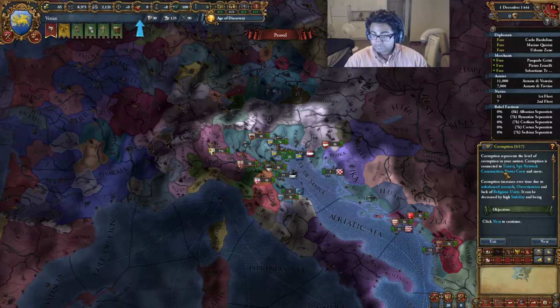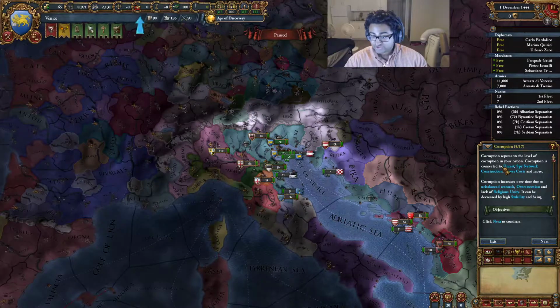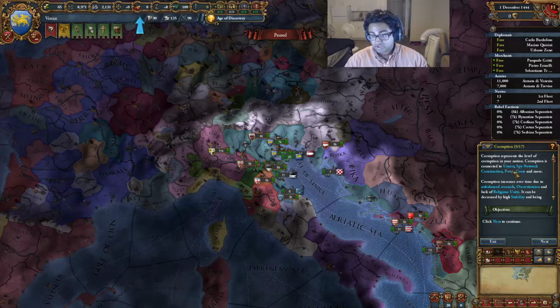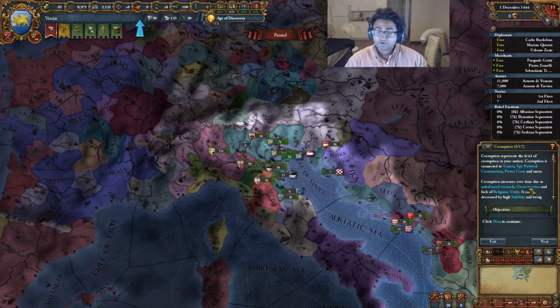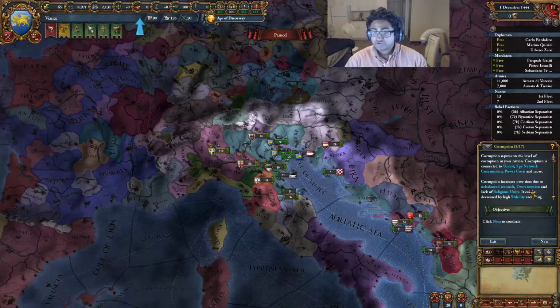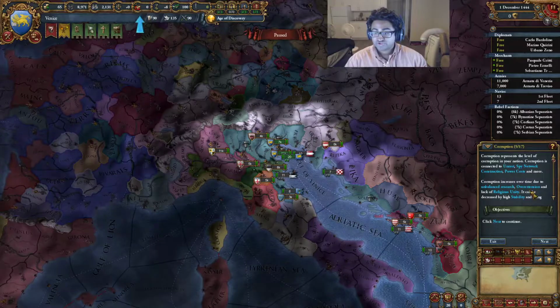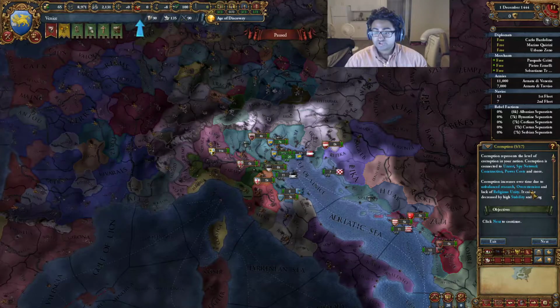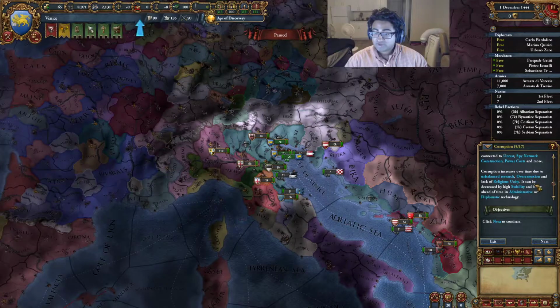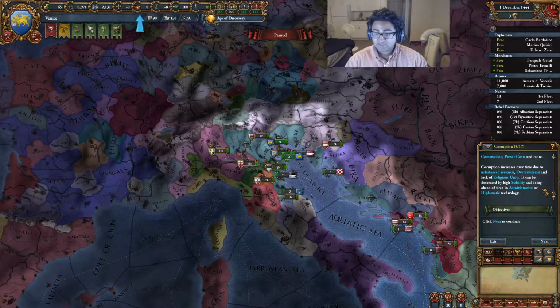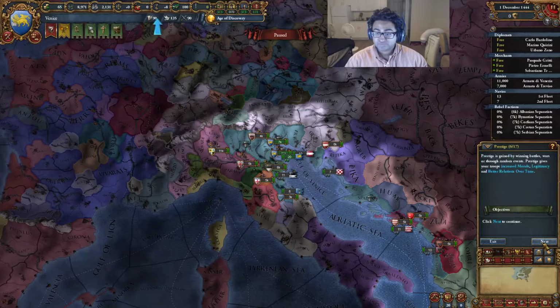Corruption represents the level of corruption in your nation. Corruption is connected to unrest, spy network construction, power costs, and more. Corruption increases over time due to unbalanced research, overextension, and lack of religious unity. It can be decreased by high stability and being ahead of time in administrative or diplomatic technology.